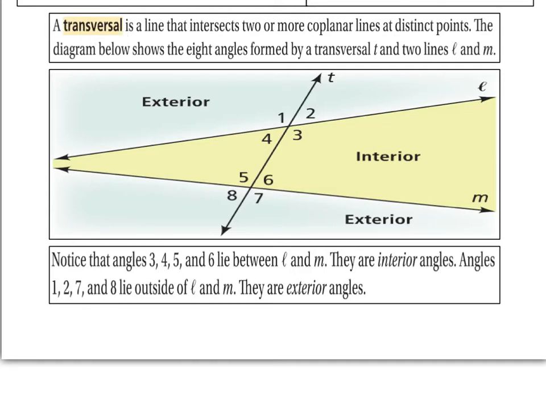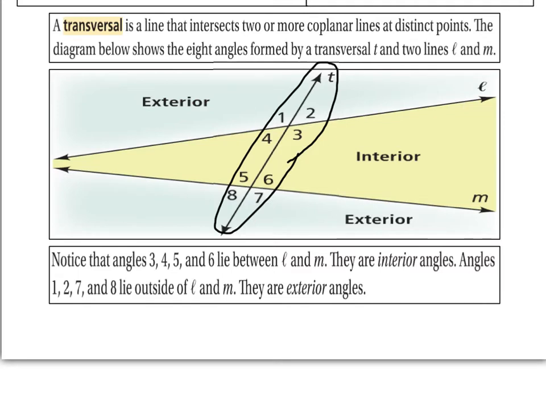And this is an important definition that you make sure you know. It's a line that intersects two or more coplanar lines at distinct points. The diagram below shows 8 angles formed by a transversal T and 2 lines L and M. So the lines are these guys right here, L and M, and the transversal is the one line that cuts into both of them. Okay, so this right here is the transversal.